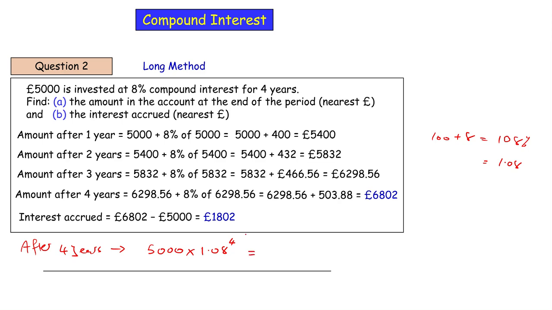So when you plug it into your calculator, you should get, to the nearest pound, exactly the same answer, 6,802. What I want you to do is make sure you can get that using your calculator. Okay. Hit pause, write that example down. When you're ready to move on, hit play again.